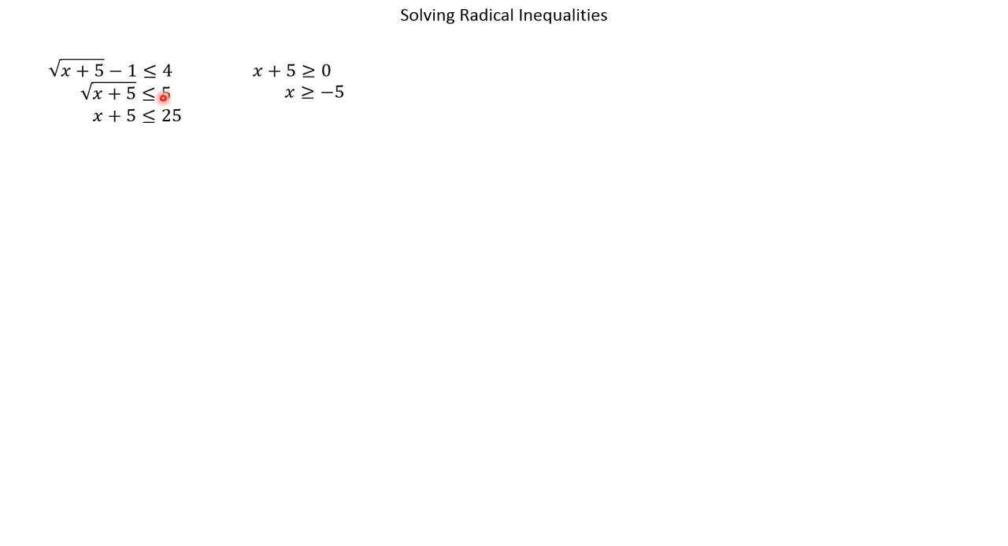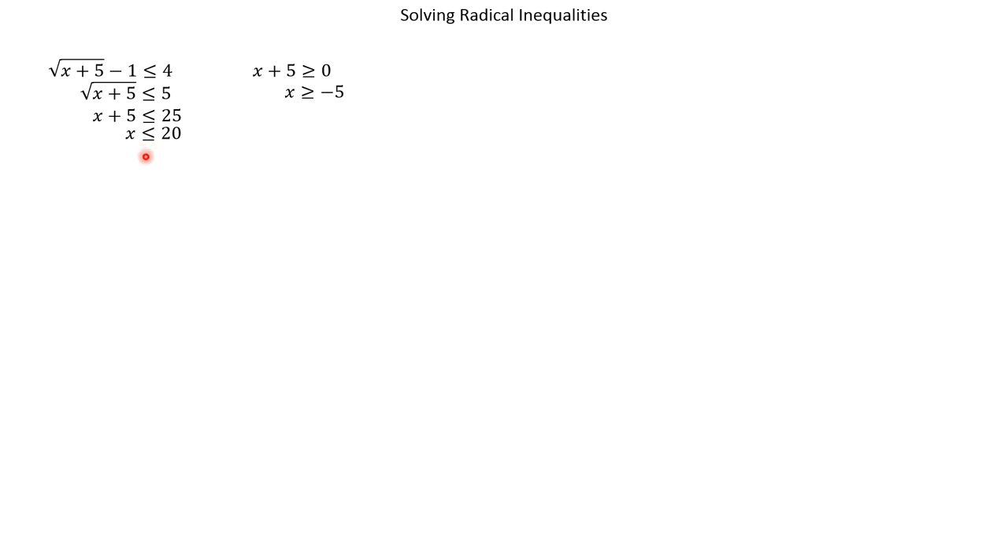If you did have an occasion where you had a negative over here and you had to square it, I would just make it equal and then do a sign graph like we've done for polynomials and things like that. But you shouldn't have to worry about that. Anyway, x plus 5 is less than or equal to 25. Subtract 5. X is less than or equal to 20.